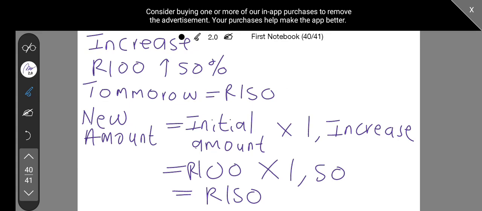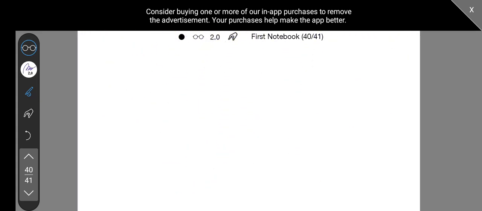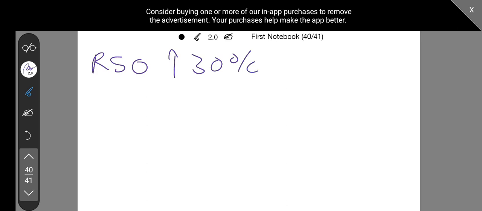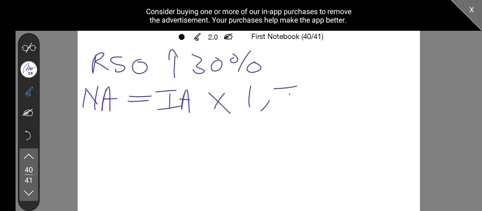Let's have another example. Suppose you have 50 rands and you want to increase it by 30%. How are we going to do it? We're going to say that the new amount or the new value is equal to the initial amount, that's I, initial amount multiplied by 1 comma the increase. Always write this. They won't penalize you for writing this because it's true.